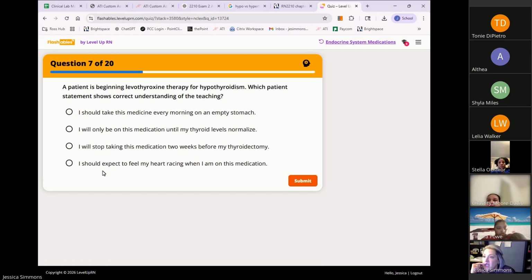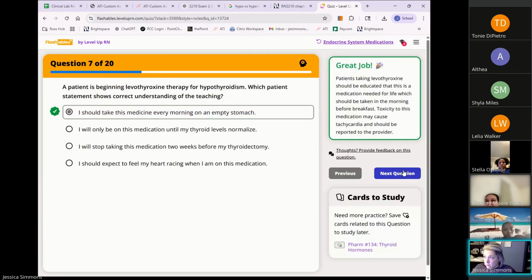A patient is beginning levothyroxine therapy for hypothyroidism. Which patient statement shows correct understanding of the teaching? A. I agree. I didn't read the other ones. I will stop taking this medication too. No. I should expect to feel my heart racing. Well, you shouldn't, because that's a bad adverse effect. If you feel your heart racing, like tachycardia, that means you may be hyperthyroid because you took too much.